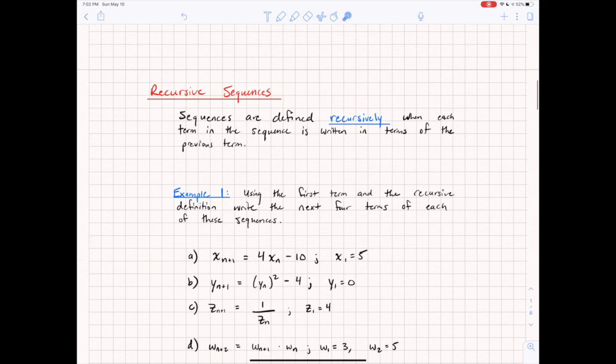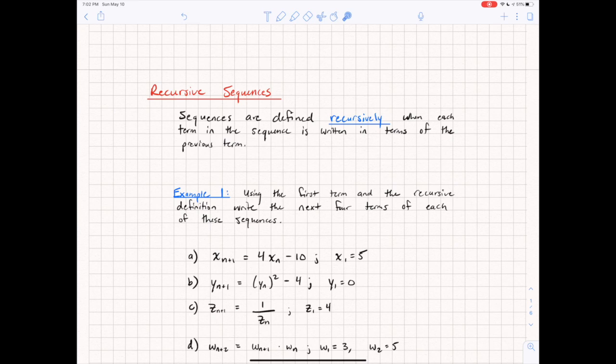We say that a sequence is defined recursively when each term in the sequence is written in terms of the previous term or terms. Because that's really wordy, what this means is essentially the idea that to get to the next piece of the sequence, we need to use the previous ones.